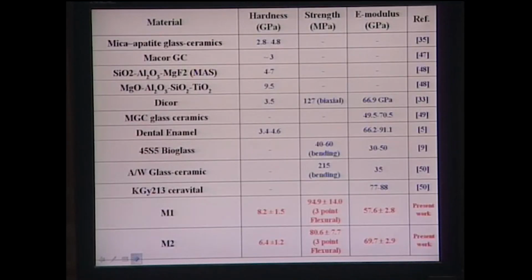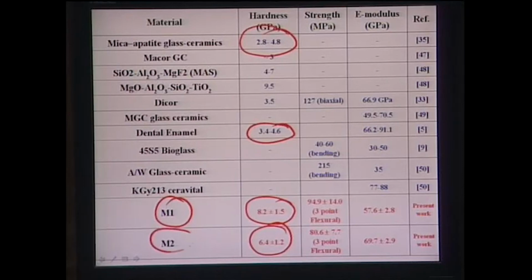Now if you compare the properties of these glass ceramic materials with the other existing materials, what we notice here is that either mica based apatite glass ceramic, or MGC glass ceramic, or dental enamel, they have hardness values which are less than 5 gigapascal. At the same time, you have hardness values of 8 gigapascal, or 6 to 8 gigapascal, which were observed in our glass ceramics by varying the fluorine content. So these values are much better than those of the earlier developed materials which are already reported in the literature.